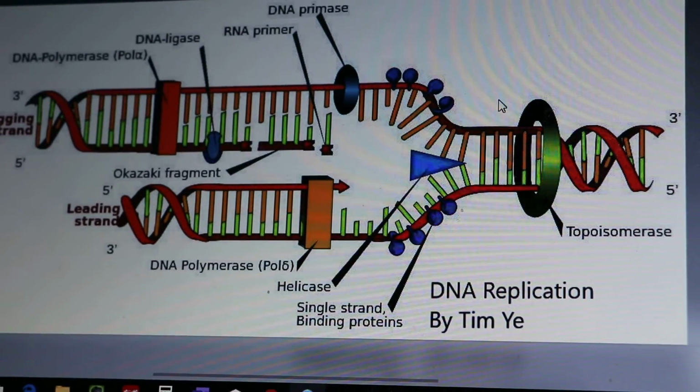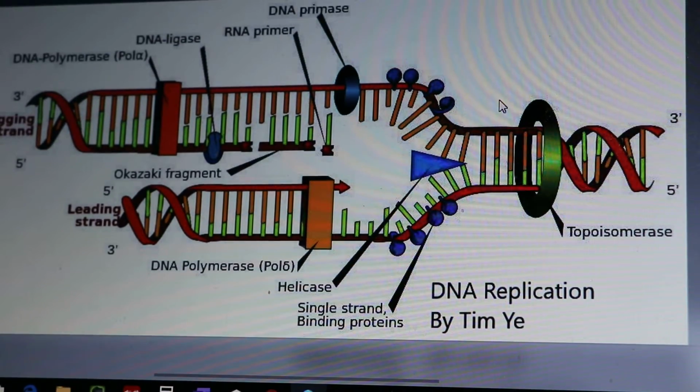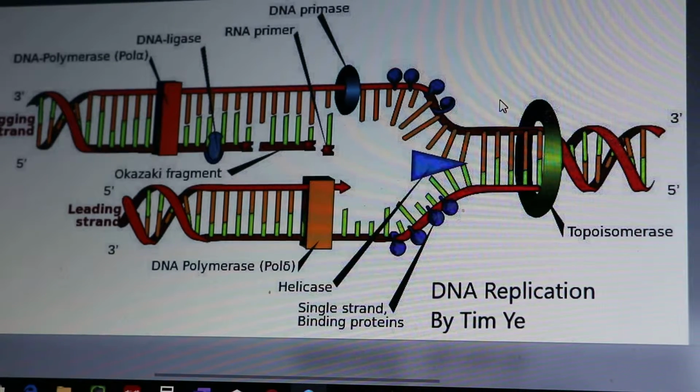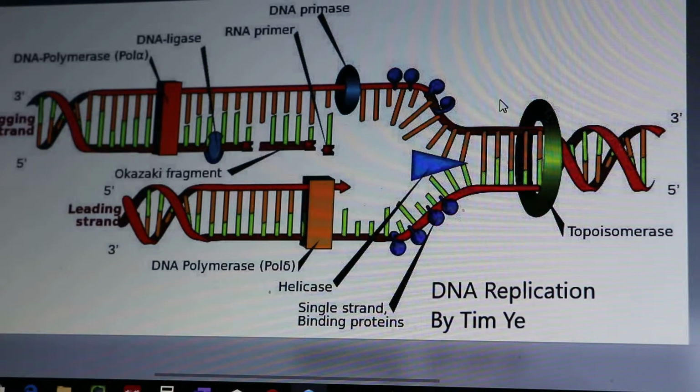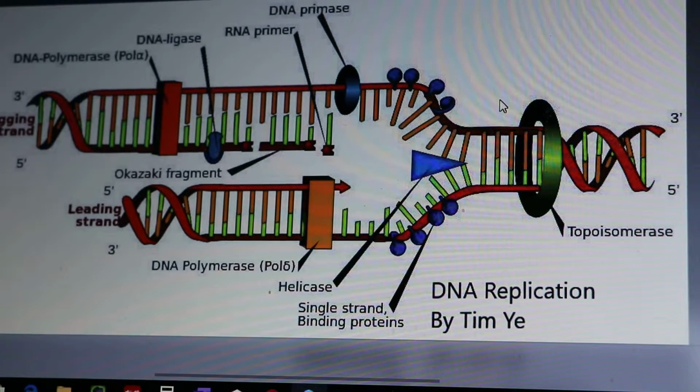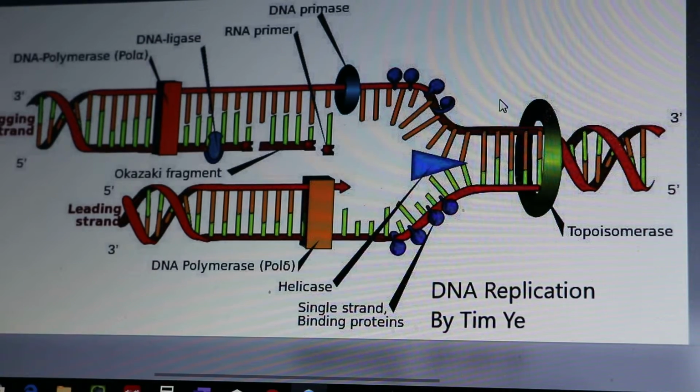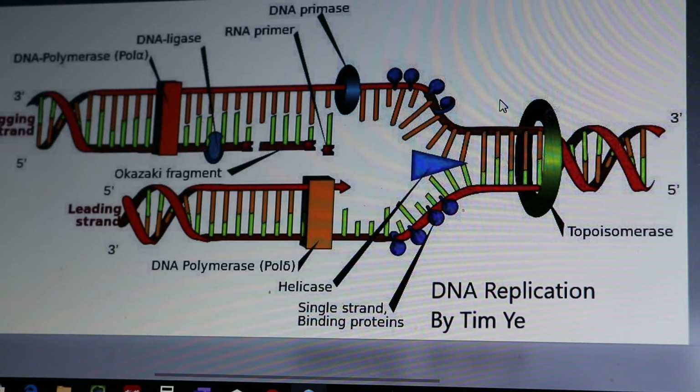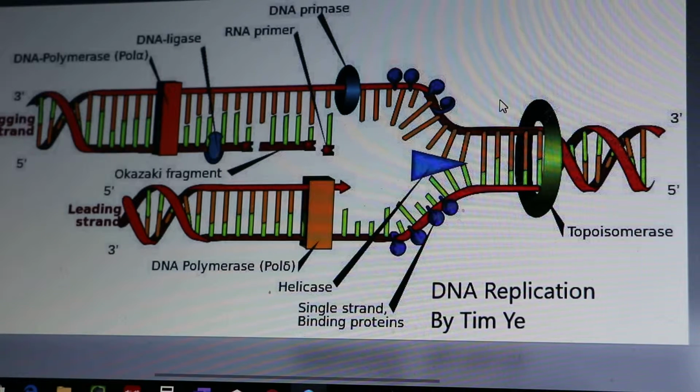When a cell divides, each daughter cell must receive its full complement of genetic material in the form of chromosomes containing DNA, or deoxyribonucleic acid. A chromosome is made up of two long strands of DNA and several types of proteins.